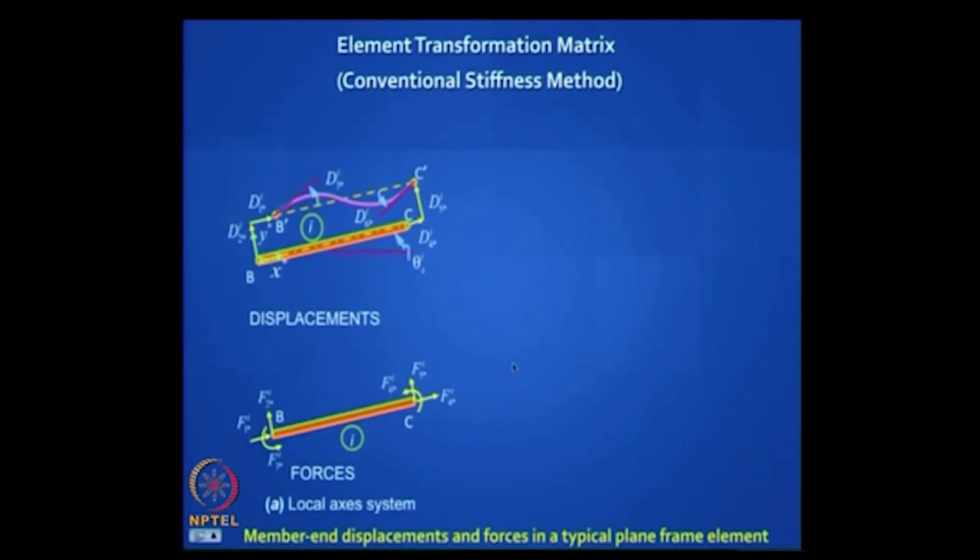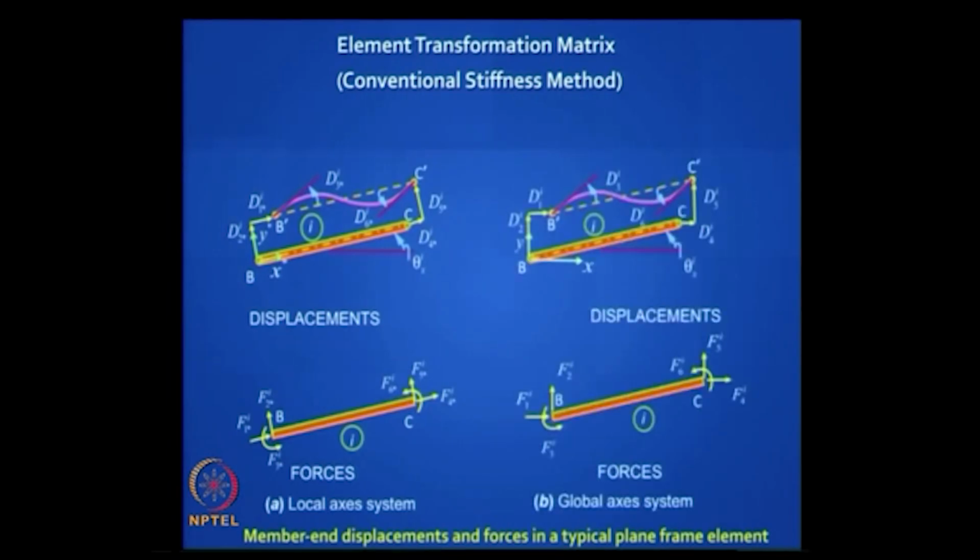The same here at the other end. This is the end node, this is the start node. Does it make sense to you? So this kind of description of element level forces is what we call the local axis description. We have another description, the global axis. Let us see how that looks.